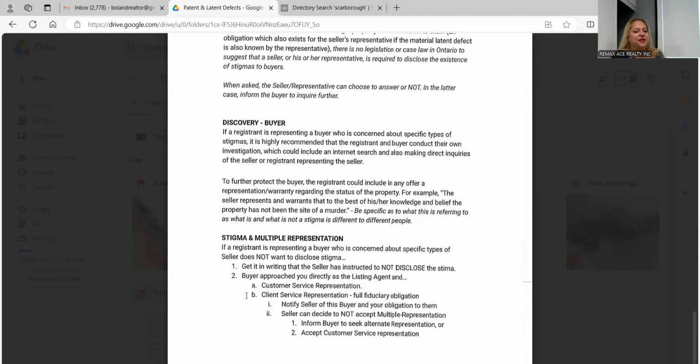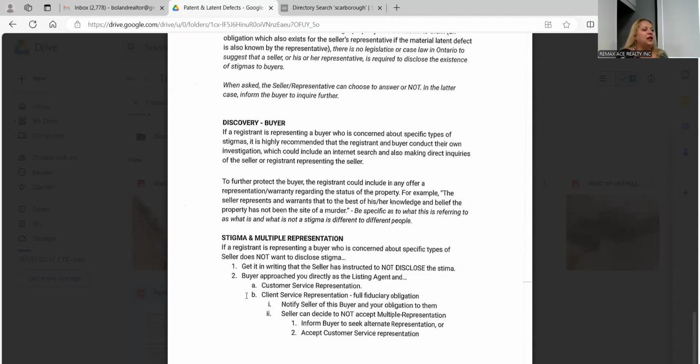Discovery by the buyer. If a registrant is representing a buyer who's concerned about a lot of specific types of stigma, it's highly recommended that the registrant and buyer conduct their own investigation, which could include internet searches. We talked about using HouseCreep. We talked about Googling the property. So to further protect the buyer, a registrant could include in any offer a warranty regarding the status of the property. For example, the seller represents and warrants to the best of their knowledge and belief that this property has not been the site of a murder.